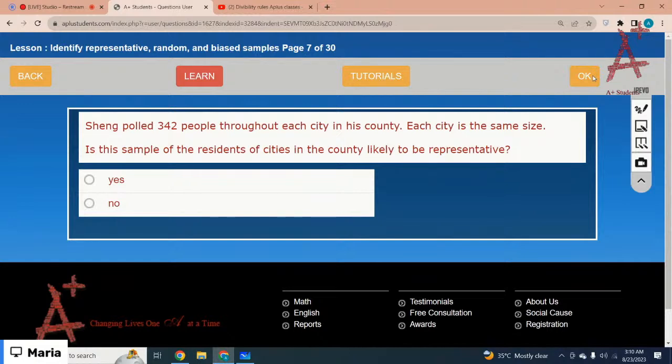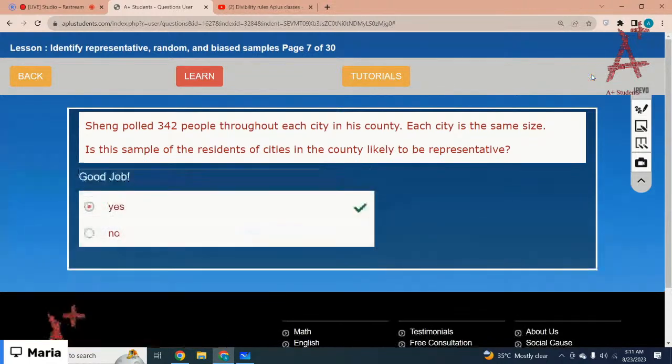Because each city is the same size and he chose an equal number of residents from each city, this one is likely to be representative. The correct option is yes, it is representative data, because they are divided into equal groups and each city has the same size.